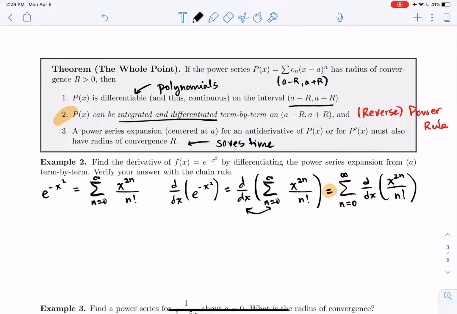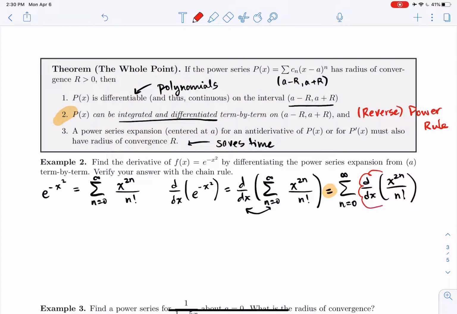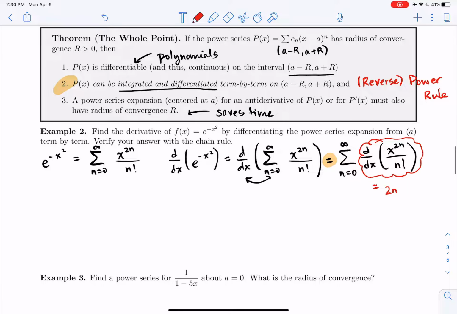All right, and we're just going to take the derivative of each term, which we can do very easily because each term is just a power function, right? It's x to the 2n divided by n factorial. So the derivative of that, if we use the power rule, we would have 2n coming down front. X, we need to reduce the power of the exponent by 1, and we're still all over n factorial.